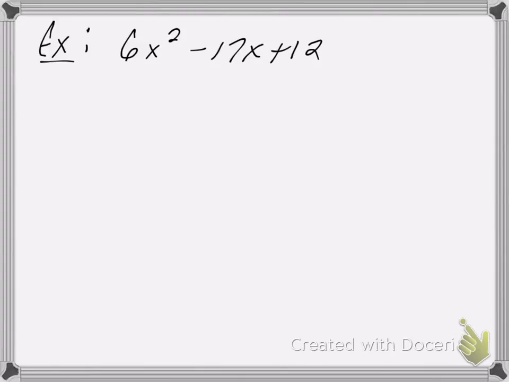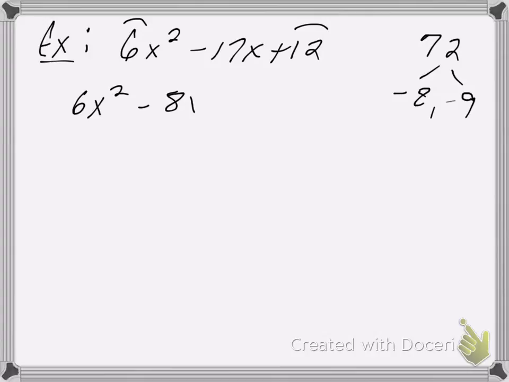We'll try one more of these before we do a GCF example. 6x squared minus 17x plus 12. Right here your AC is going to be 72, 6 times 12. The numbers that work will be negative 8 and negative 9. You take 6x squared, split up negative 17x into minus 8 and minus 9.